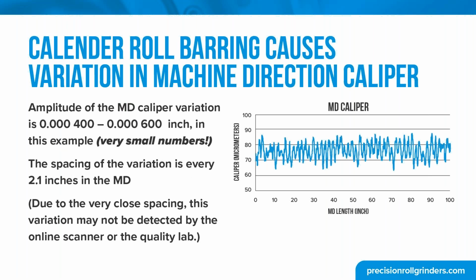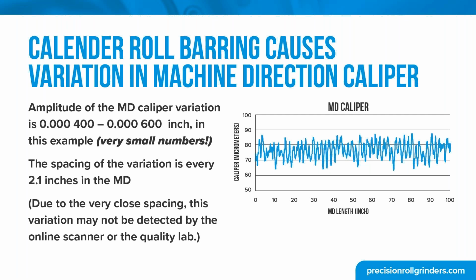This is a real world measurement of a sheet of paper showing MD caliper variation. And they took really high resolution measurements, really precise, and they spaced them very close together.